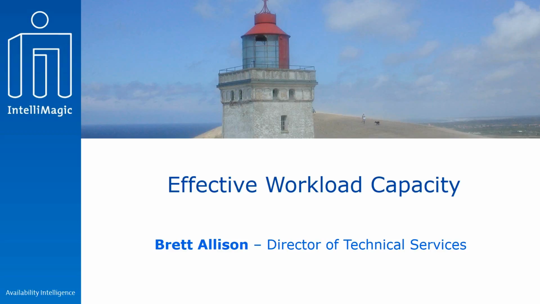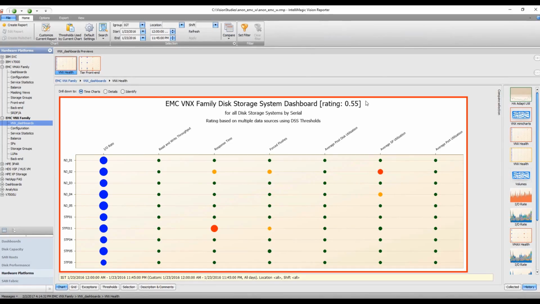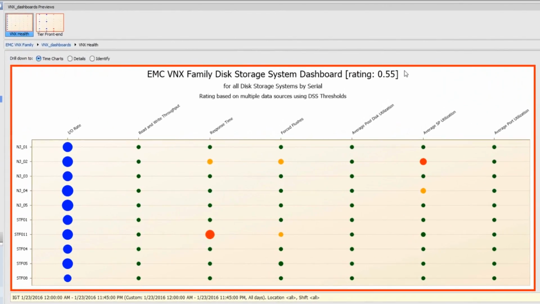In this VNX family disk storage system dashboard, we see several storage systems along the left side, or the y-axis. Along the top of the chart, we see the key risk indicators, starting with I/O rate, read and write throughput, response time, forced flushes, average pool disk utilization, average SP utilization, and average port utilization.